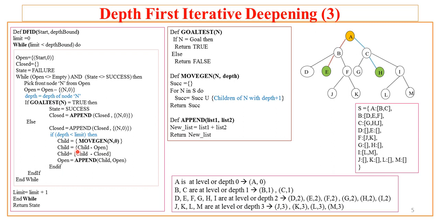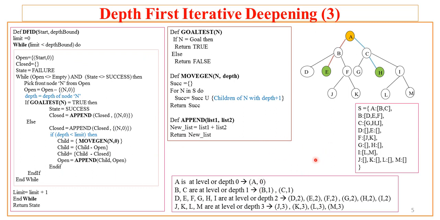Now after that, from the children returned by moveGen, the nodes which are already in the open will be removed. Also from the children, the nodes which are in the closed are also removed. Whatever is left is added at the front of the open. So open will get updated, and with this new open, the inner loop will be iterated. So this way it works. And how long will this inner loop be called repetitively? Till your limit is less than depth bound.